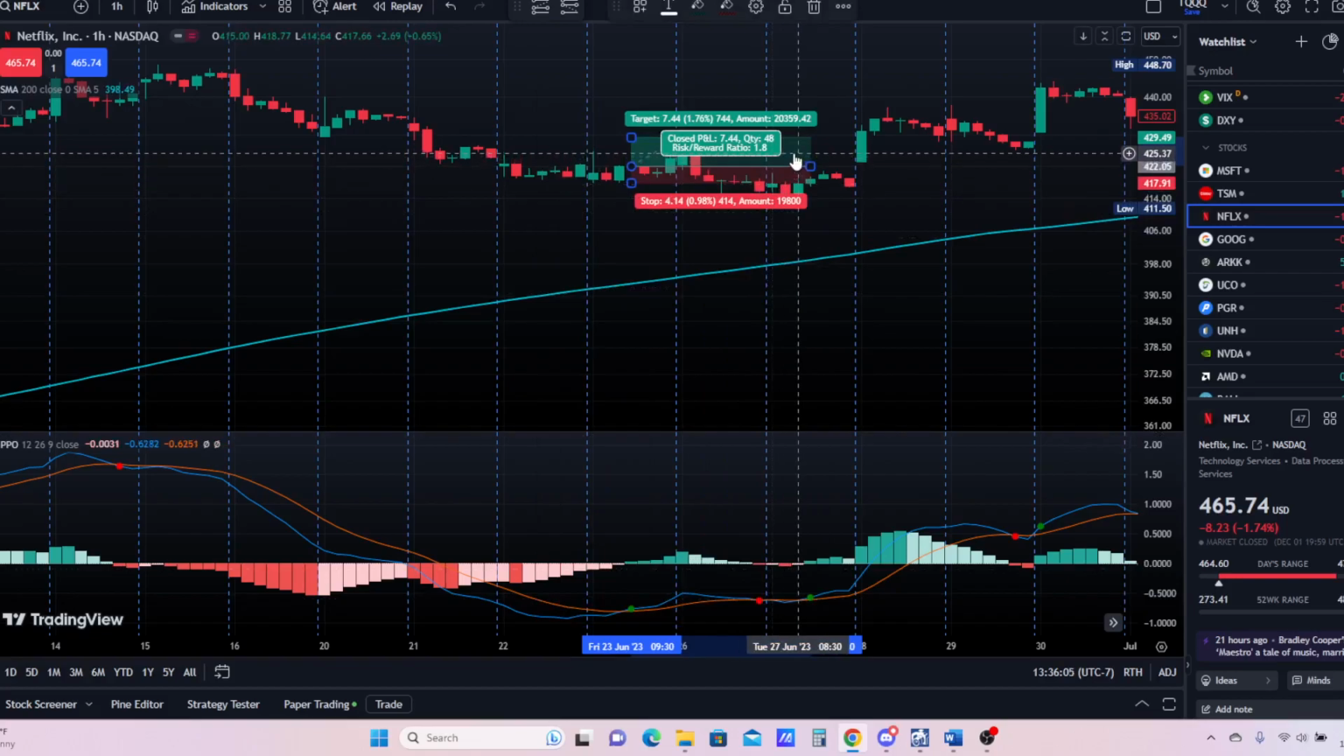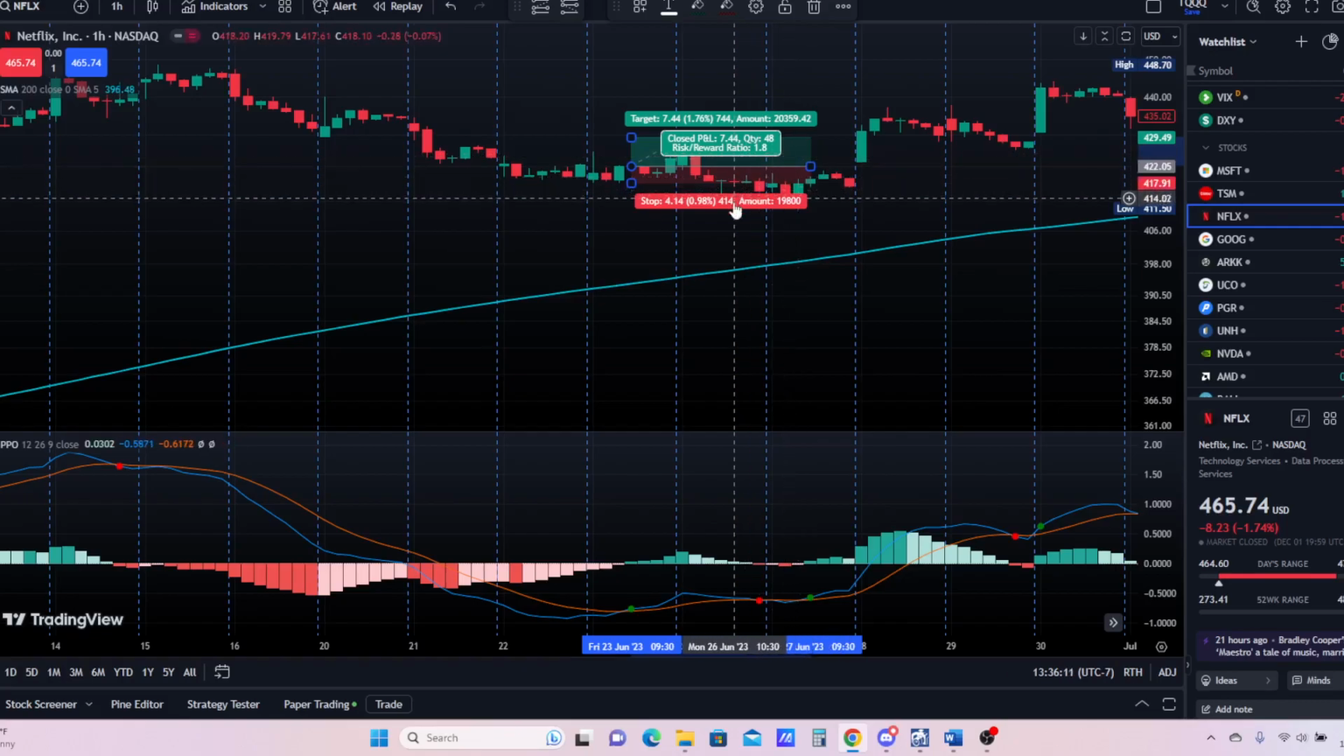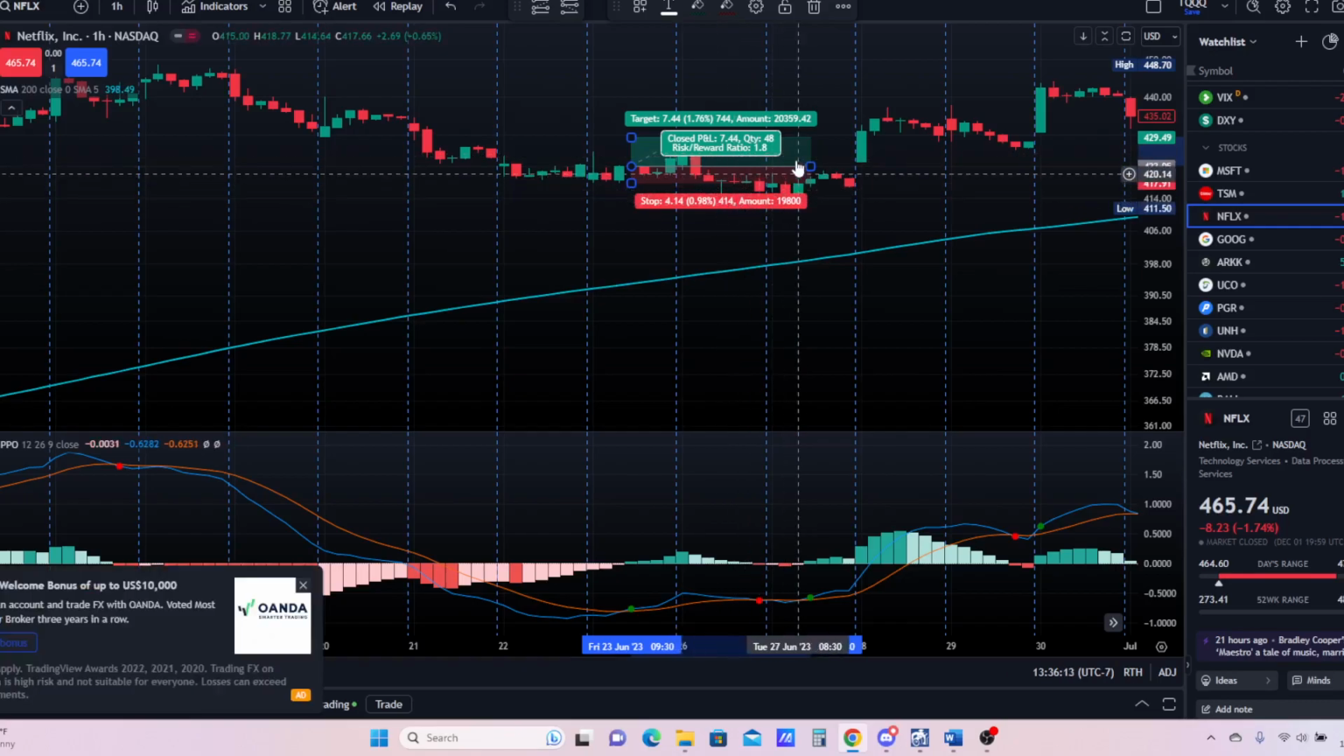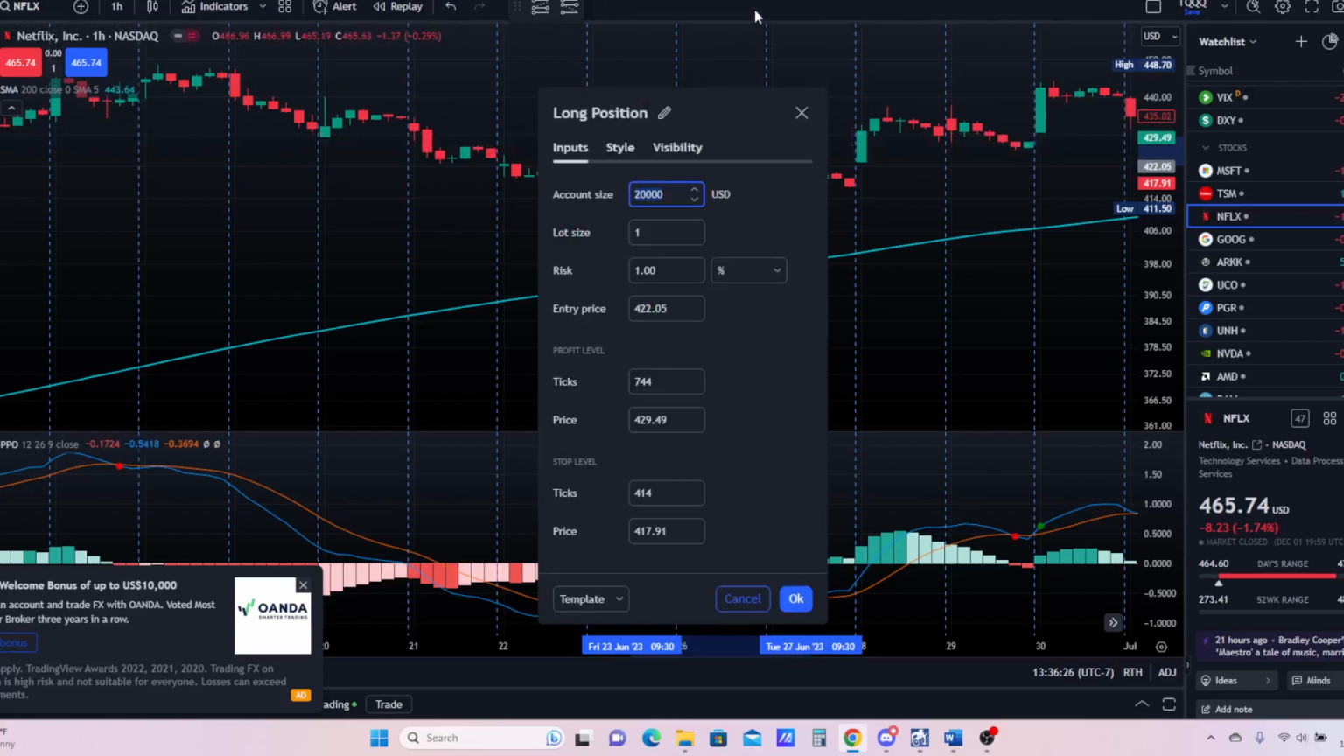So you would set a take profit target at 1.5 times the stop. So the stop is 414 ticks. So I would go to the settings. You click anywhere on this little setup here, and then hit the settings. And the stop level is 414 ticks.